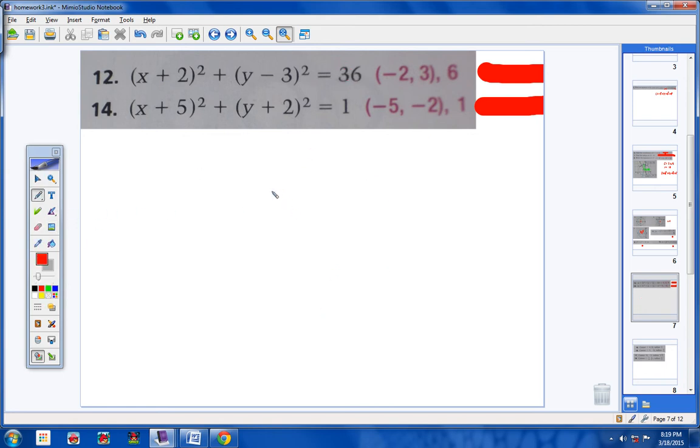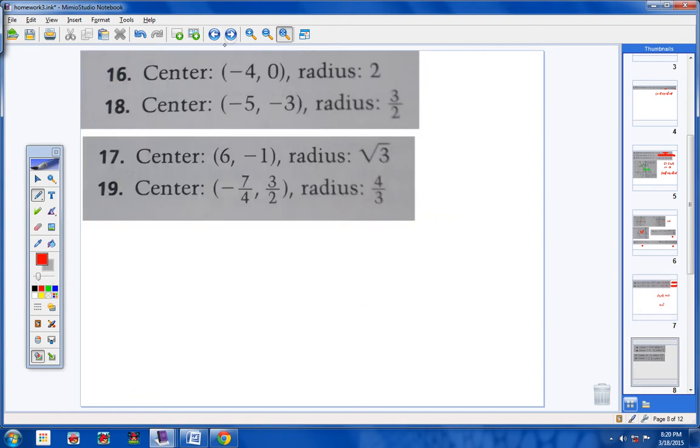Number 15, the center would be 6, negative 6. And then of course you can rewrite 4 as 2 squared. So the radius would be 2. Moving on to numbers 16 through 19. Write an equation of the circle.